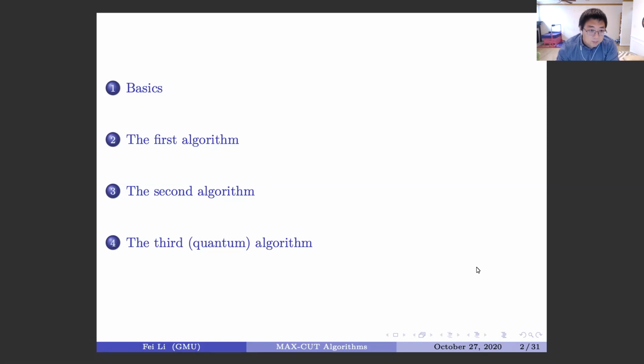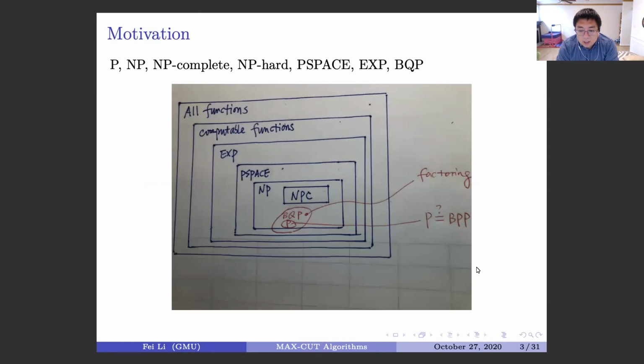So I'm going to talk about the basics and the problem of the max-cut. I apologize that I couldn't draw the figures using some beautiful tools, but I drew them on paper and I hope that my handwriting is clear to you.